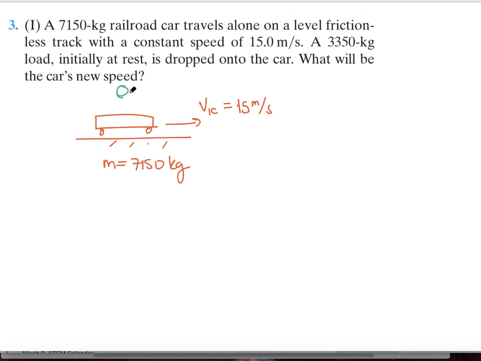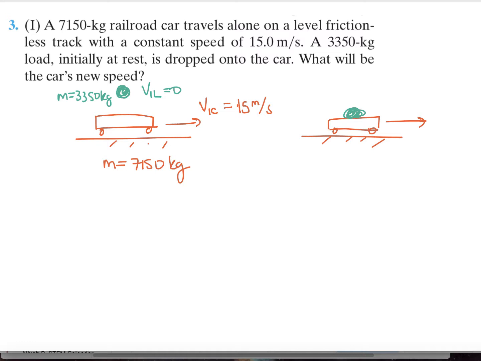So we have a load up here, and it has an initial speed. So this is V1 for the load is 0. And it has a mass of 3,350 kilograms. So this is initial, and then these things kind of coincide. So we'll have the same cart still moving, but on top of this cart, we're going to have our load.